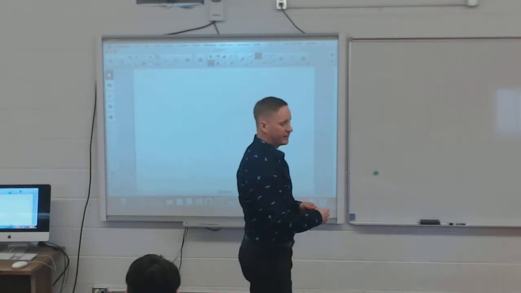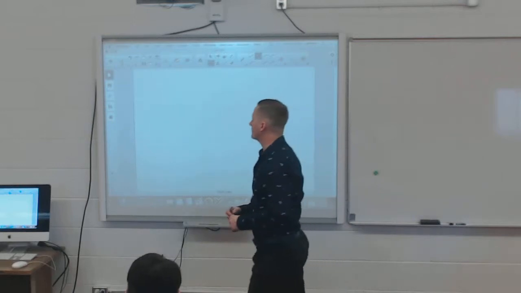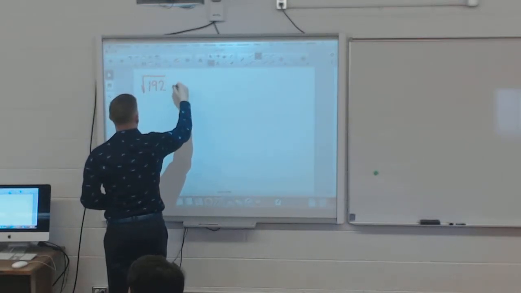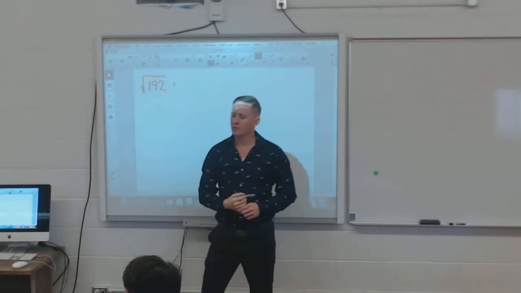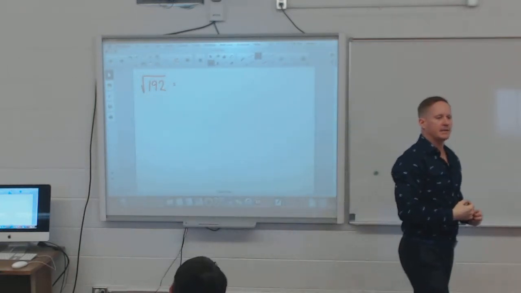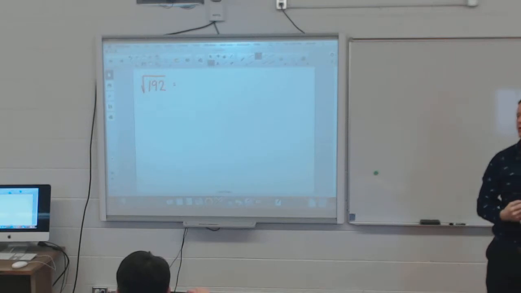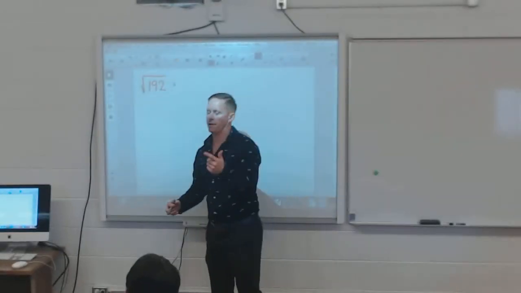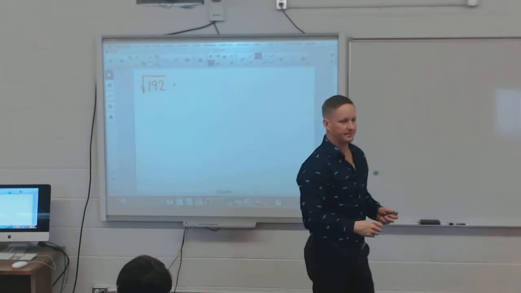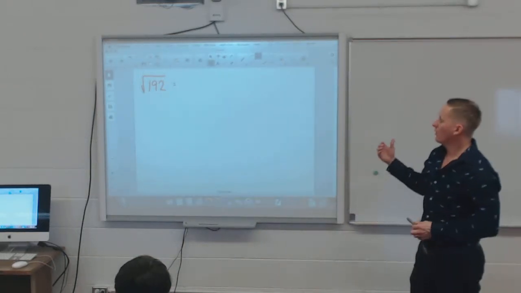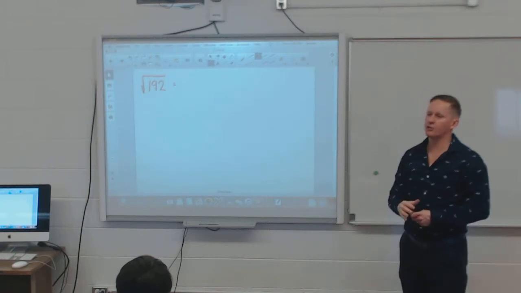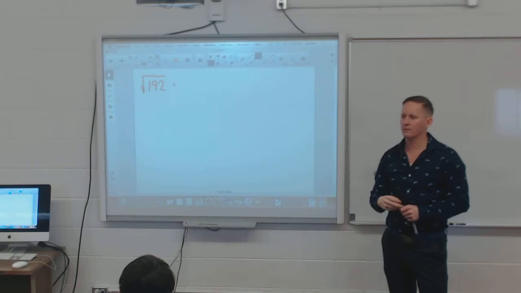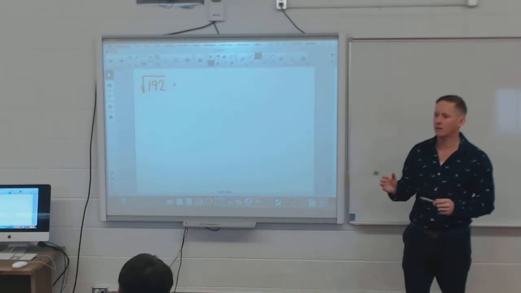Alright? Now the reason I'm doing that is because I want to break this down now. 192. I need to change that into either a whole number or a whole number and a radical. Again, so somebody give me what you think the largest possible number is that goes into 192 that's a perfect cube. Or sorry, perfect square. Perfect square. 69.